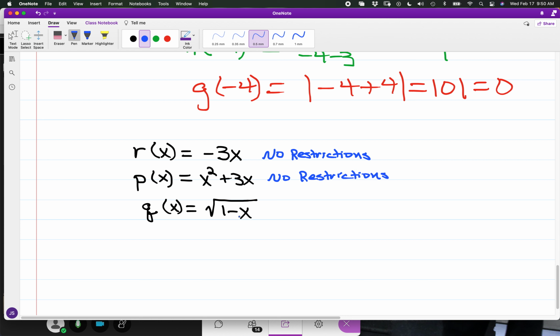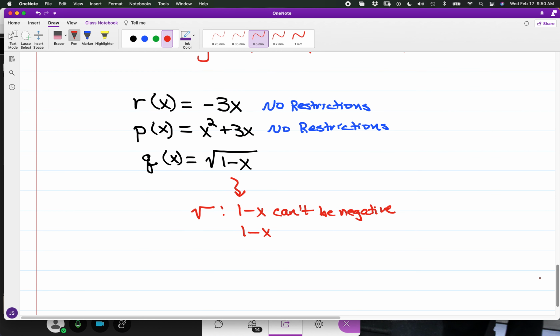Now for what we have in the case of q of x, we have equal to the square root of 1 minus x. And again, because we have an even root radical, and since the real number system does not allow for the even roots of a negative, okay, so 1 minus x cannot be negative. Okay, now 1 minus x, as long as q of x is given in direct terms, 1 minus x can be 0 as well as positive. So 1 minus x can be greater than or equal to 0.